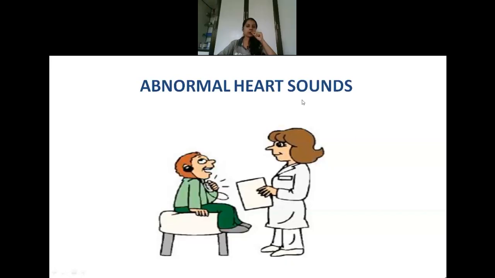Already we have discussed the normal heart sounds. The normal heart sounds are S1 and S2. Okay, so that is a normal heart sound. Always remember that. And the normal heart rate will range from 60 to 100 beats per minute. Now next we move on to abnormal heart sounds.